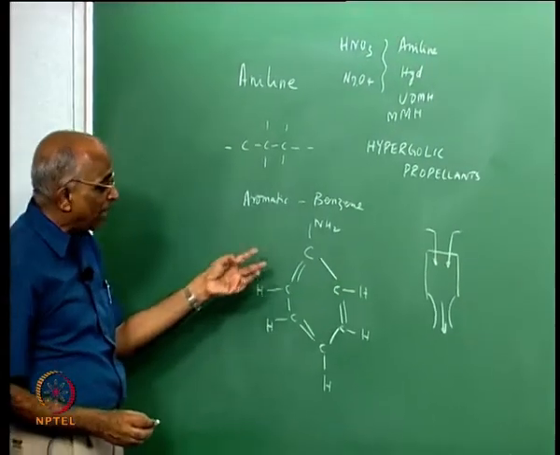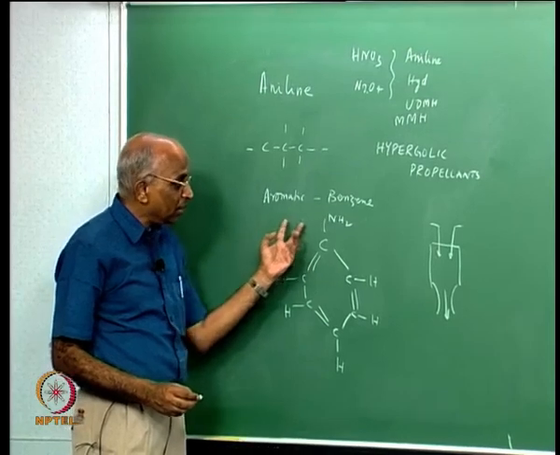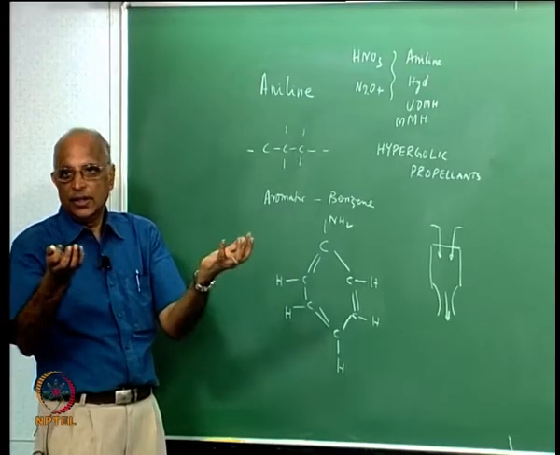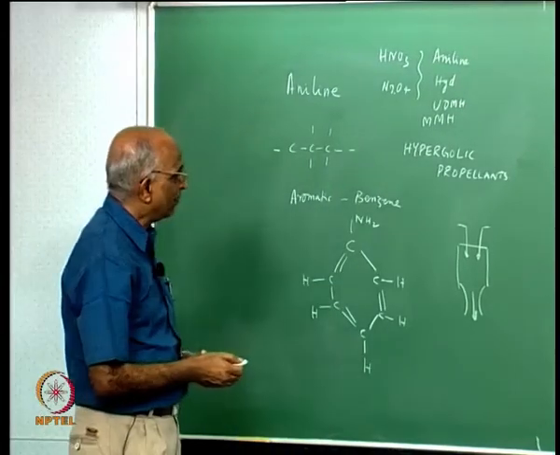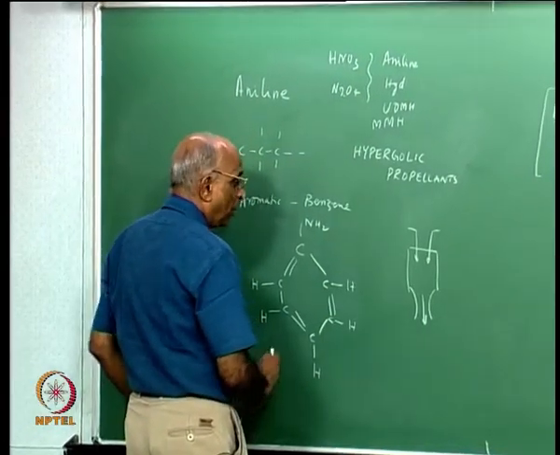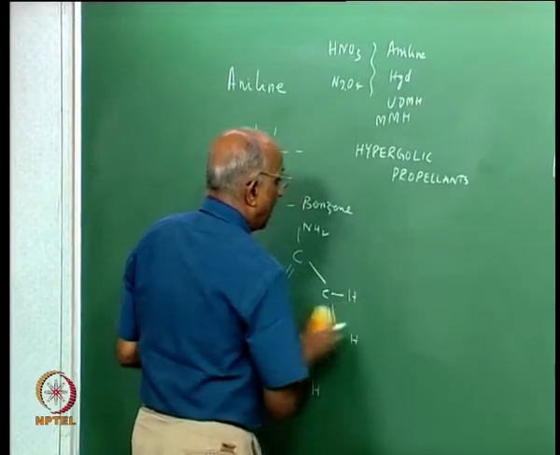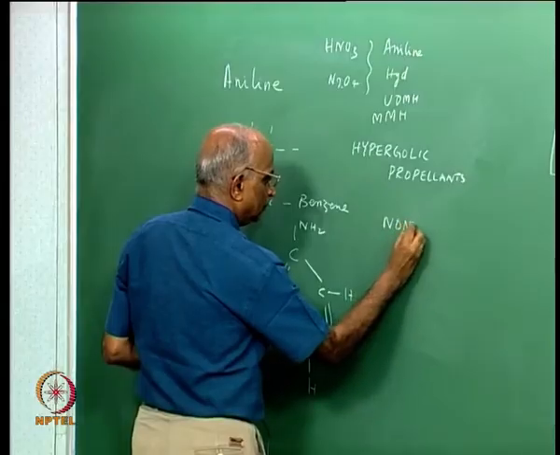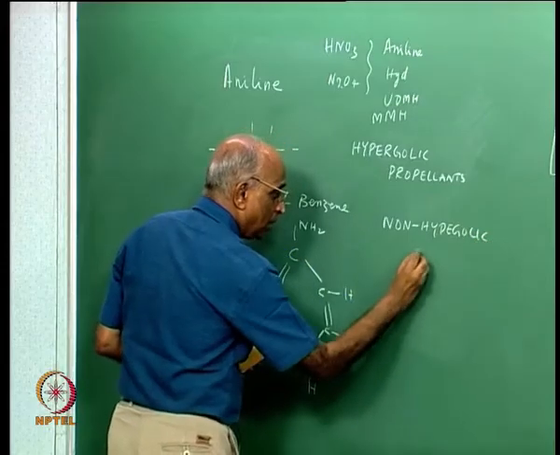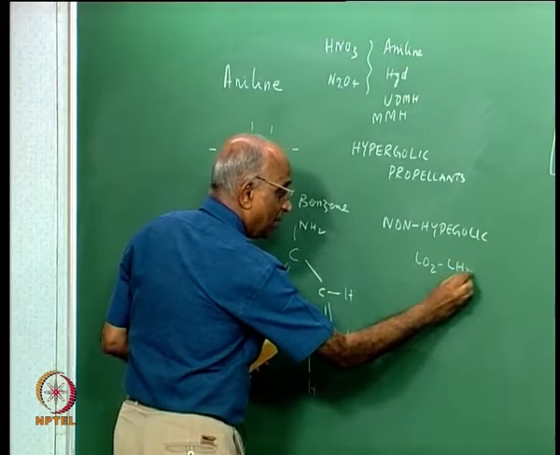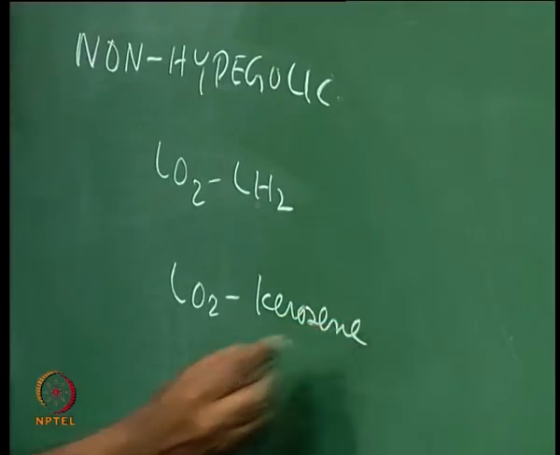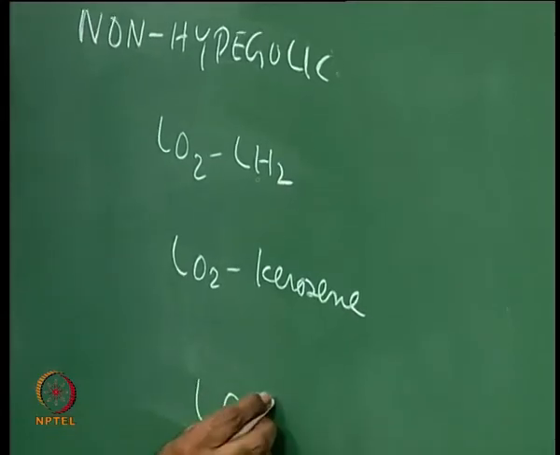Whereas if I talk of even hydrogen, liquid oxygen and kerosene, I need to ignite it because I have to overcome the energy barrier before a chemical reaction can take place. Therefore, these are hypergolic propellants, and those which require an ignition source for initiating combustion we call non-hypergolic. These are liquid oxygen, liquid hydrogen, or maybe liquid oxygen, kerosene.